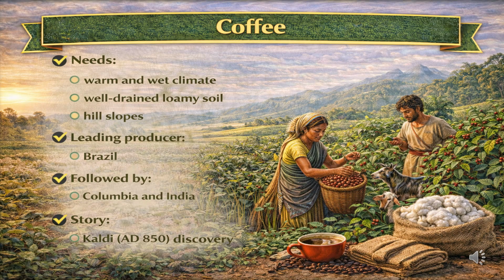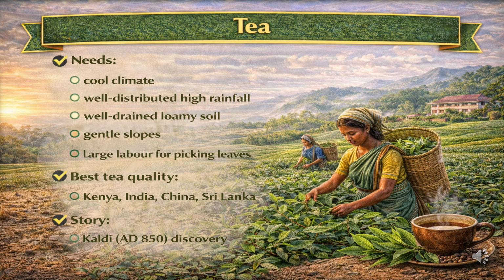Next is coffee. Coffee needs a warm and wet climate, well-drained loamy soil, and hill slopes. Brazil is the leading producer, followed by Colombia and India. Coffee was discovered by Kaldi around AD 850. Now let's learn about tea. Tea needs cool climate, high rainfall, loamy soil and gentle slopes. It also needs many workers to pick leaves. Best tea quality comes from Kenya, India, China and Sri Lanka.